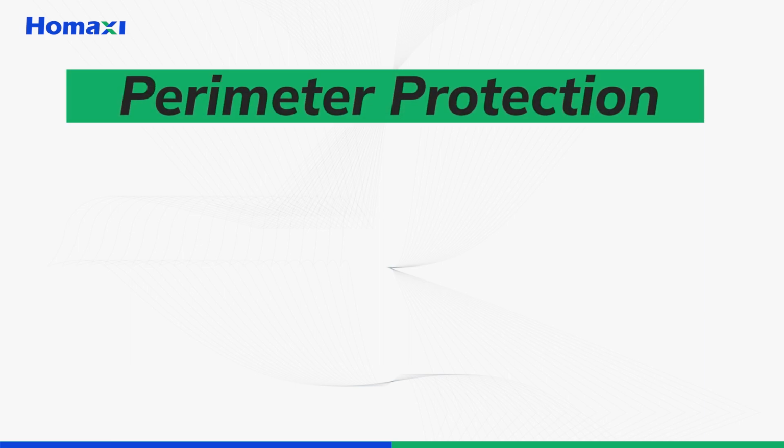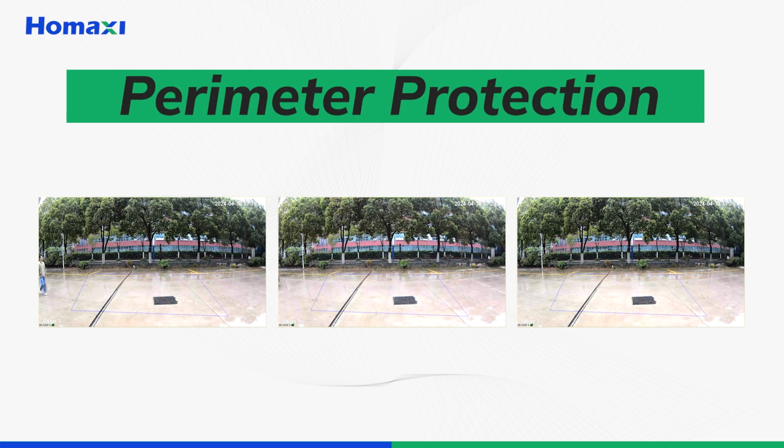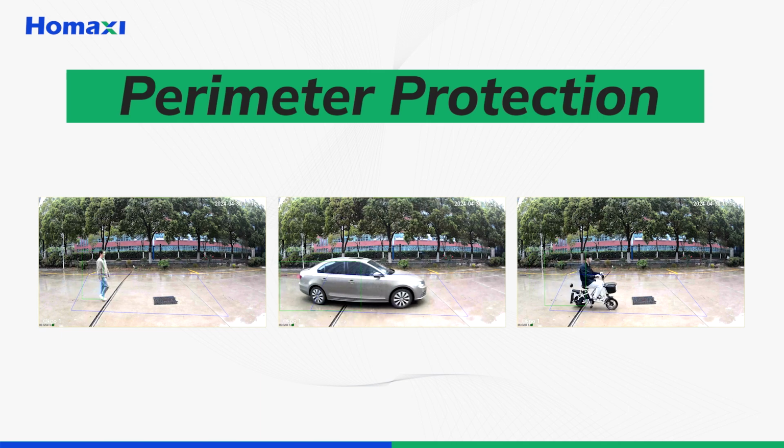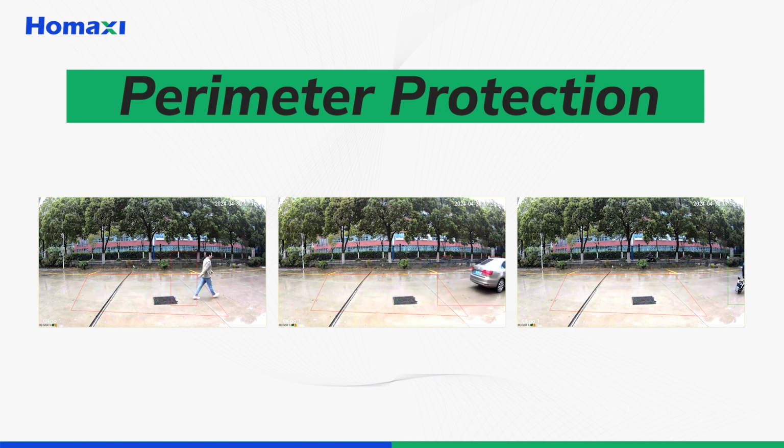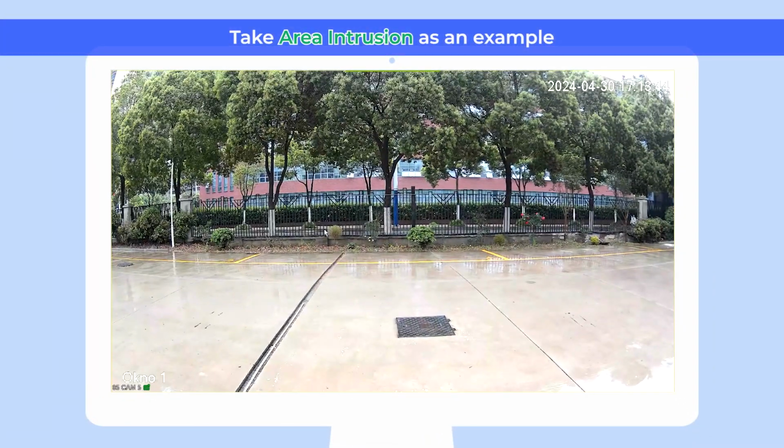Stay with us. Based on the perimeter protection function, it triggers an alarm only when there is a human, vehicle or bike movement, which can save users from the hassle of unwanted alarms. Take Area Intrusion as an example. We will introduce setting up perimeter protection on NVRs.